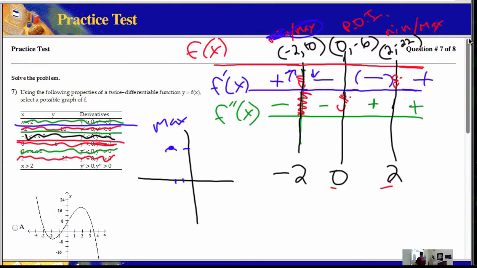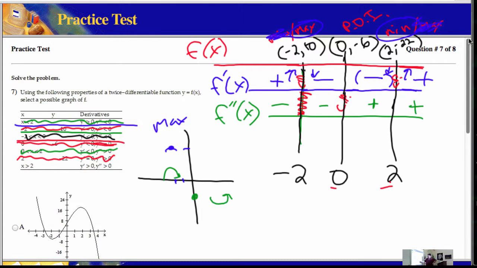And then I've got a point of inflection at 0, -6, so about right here as a point of inflection. It's curl down from here, curl up from here. Is that right? Yes. Then at 2, -22, I go from decreasing to increasing. Well, that's a minimum, isn't it?